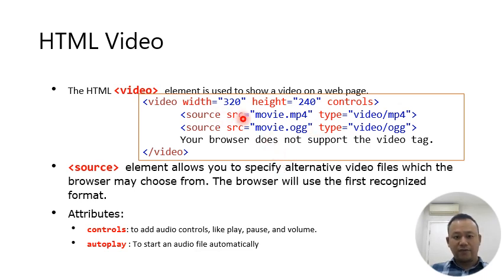For the video file path, and the type attribute for the type of the video, like MP4 or WebM. And the text, the browser does not support the video tag, will play if the browser doesn't support the video tag or the video format.